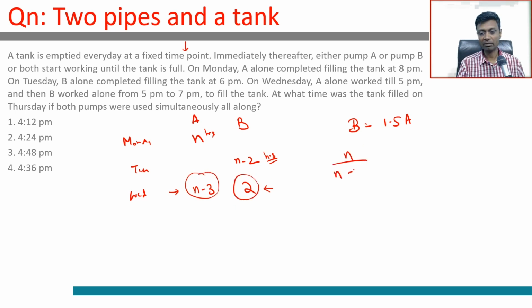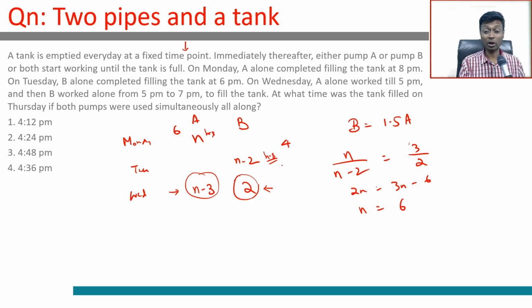Fine. Or n by n minus 2 is 3 by 2. The time taken for B should be less in the same ratio. 2n equals 3n minus 6, or n equals 6. A takes 6 hours, B takes 4 hours. When A takes 6 hours, B takes 4 hours, or the tank is closed at 2 p.m.